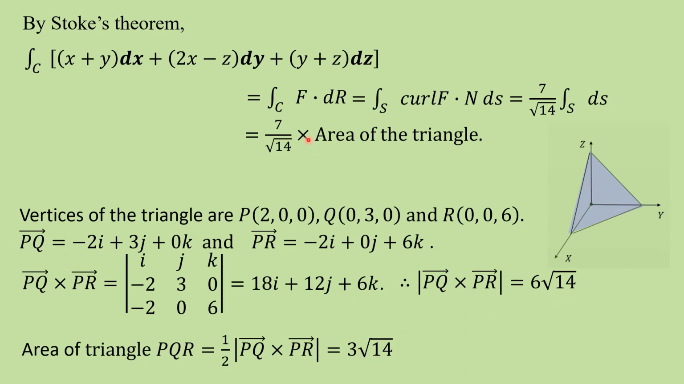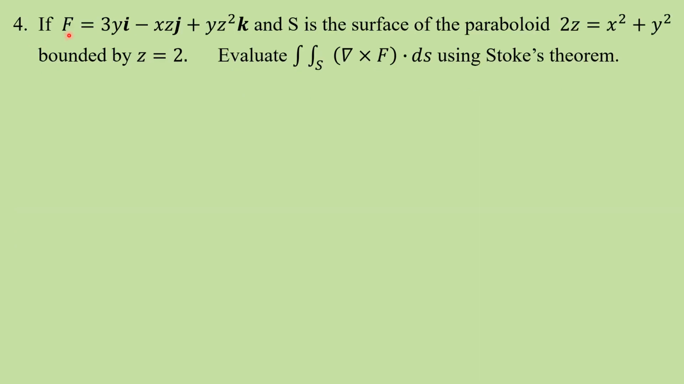So substitute that in 7 by root 14 times the area of the triangle, which you just got as 3 root 14. If I substitute, the answer will be 21. So by Stokes theorem, instead of finding the line integral along the curve C, along C meaning the three sides you have to take, C1, C2, C3, we can stick to finding curl F, and thereby the surface integral of curl F gives the answer as 21.